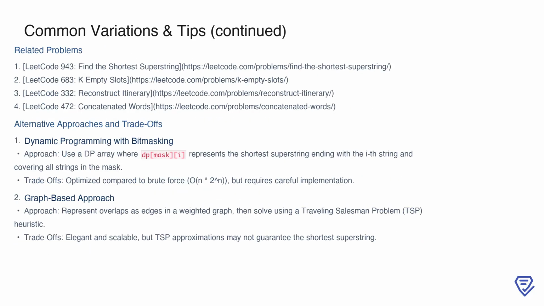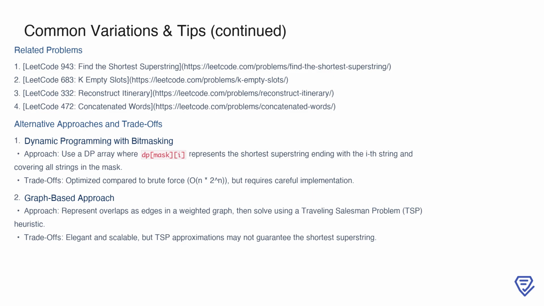To deepen your understanding of this problem, it's helpful to explore related challenges. For instance, LeetCode 943 itself is a great starting point, but you might also look at problems like K Empty Slots or Reconstruct Itinerary, which involve sequencing and optimization. Similarly, Concatenated Words offers another perspective on string manipulation.